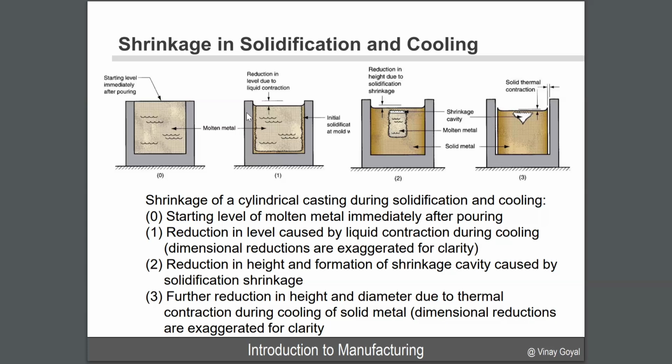So let's look at the step by step. Number 1, I start with the level of the molten metal after pour. Number 2, there will be a reduction in level caused by the liquid contraction. You can see that there. And now these are all exaggerated, obviously, to be able to show the effects. And then you have a reduction in height and formation of the shrinkage cavity caused by the solidification shrinkage. And 3, you have further reduction in height, a lot more, and then away from the walls due to the thermal contraction. And in some cases, you could create cavities, which could be a problem.